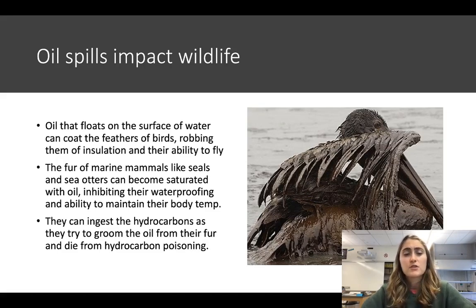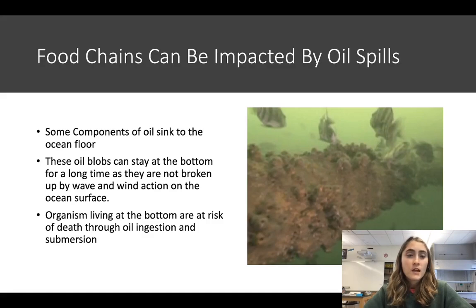We also see a disruption to the fur of marine mammal species like sea otters. If they become coated with oil, it makes them no longer waterproof, which makes it harder for them to swim, harder for them to maintain their body temperature. And then, of course, anything that's ingesting a hydrocarbon like oil or fuel, that is toxic to most living things, and they will not survive. And so this is just a further dive on how food chains can be affected.